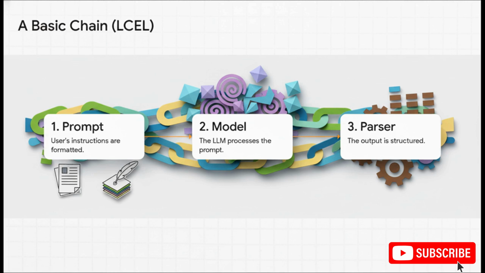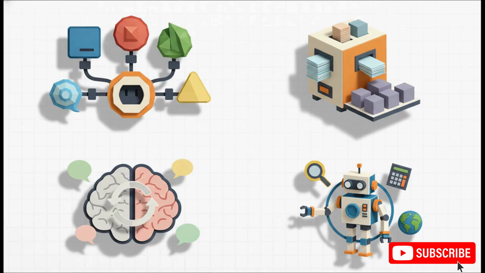This super intuitive pipe syntax, they call it the LangChain Expression Language, or LCEL for short, is what makes it so easy for developers to build these really complex workflows just by snapping different pieces together. And to build these chains, LangChain basically hands you a full toolbox of components. You get standard interfaces for all the major models, OpenAI, Anthropic, Google, you name it, so you can switch between them with like one line of code.